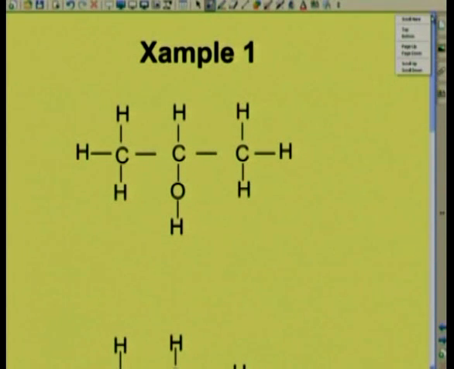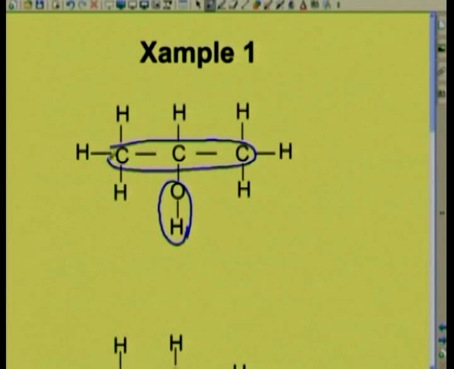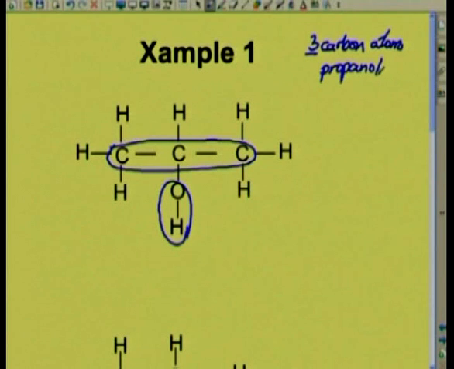Now let's look at this. Here is an alcohol. What makes it an alcohol? The OH group. We need to name it. The first thing we need to check is the chain that we have, the longest chain of carbon atoms. How many carbon atoms are there? We have got 3 carbon atoms. Okay, so that gives us a clue on how to name it. Because we've got 3 carbon atoms, we're talking prop. Okay, so it's going to be propanol because it's an alcohol.